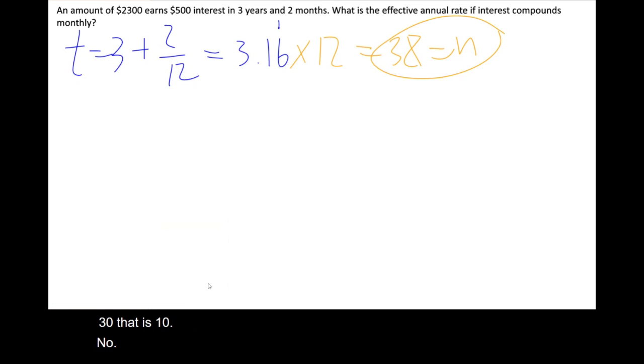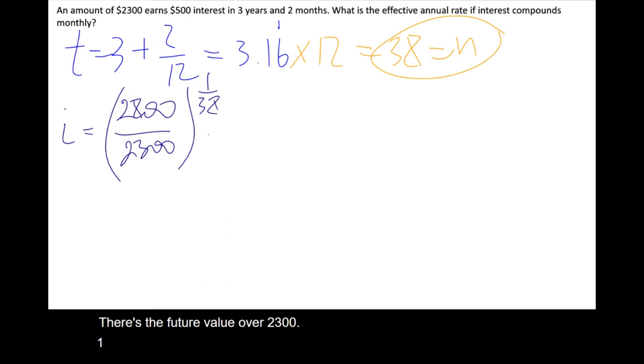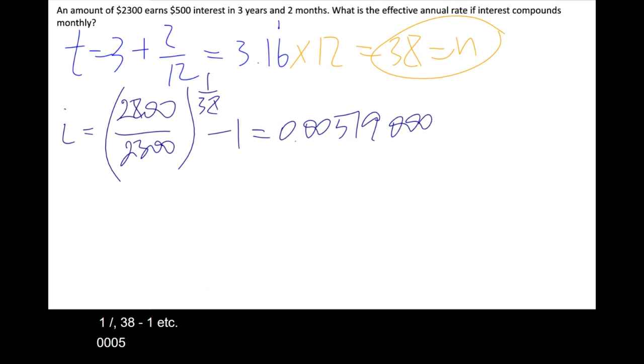Now i is 2800, that's the future value, over 2300, exponent 1 over 38, minus 1. Let's see. 0.0051900008. So that is the monthly rate.